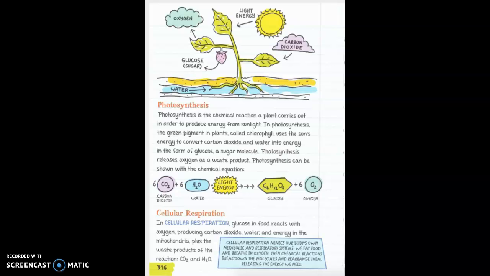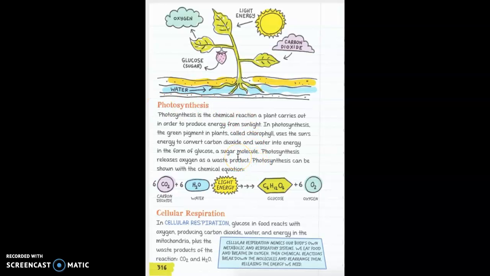Photosynthesis is the chemical reaction a plant carries out in order to produce energy from sunlight. In photosynthesis, the green pigment in plants, called chlorophyll, uses the sun's energy to convert carbon dioxide and water into energy in the form of glucose, a sugar molecule. Photosynthesis releases oxygen as a waste product. Photosynthesis can be shown with the chemical equation.